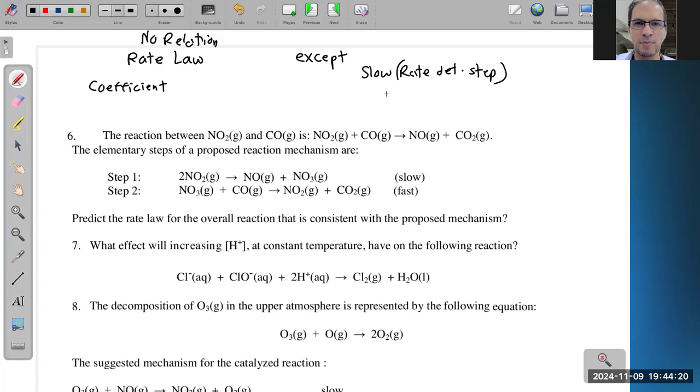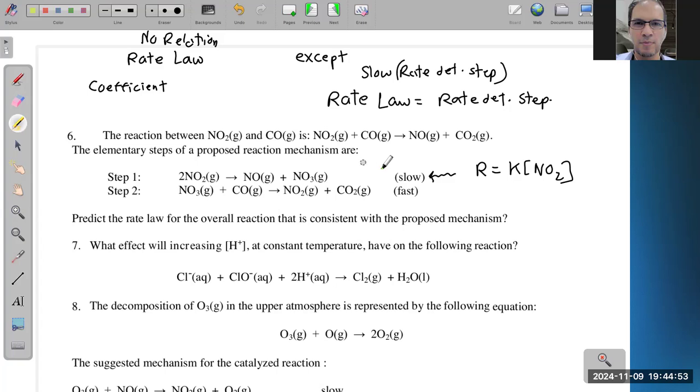So what should the rate law be? The rate law will be the same as the rate determining step. Which one is the rate determining step, the slow or the fast? The slow step is the rate determining step. So rate equals k, and it depends on the reactant. How many reactants are there? There is only one reactant, which is NO2. And this is to the power of what? You said this is the slow step, so the coefficient is the same as the power in the rate law. So it will be to the power of 2.